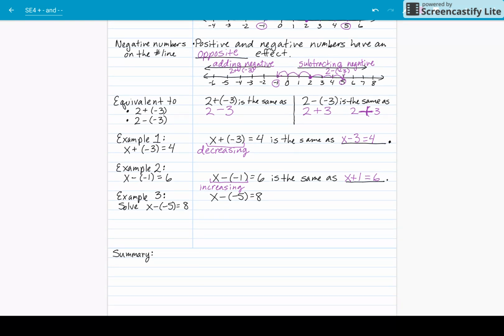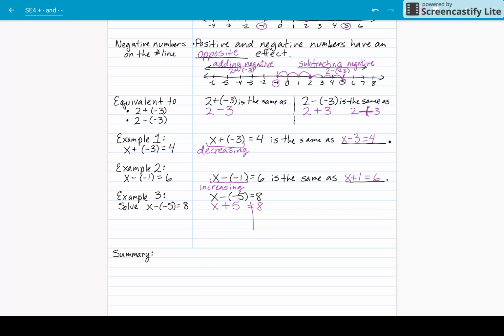Instead of solving this equation using both symbols in the middle, I'm going to rewrite the equation as its equivalent. Minus a negative is increasing, so we change it to a plus sign in the middle. Now I have x plus 5 equals 8, and now I start my solving process.